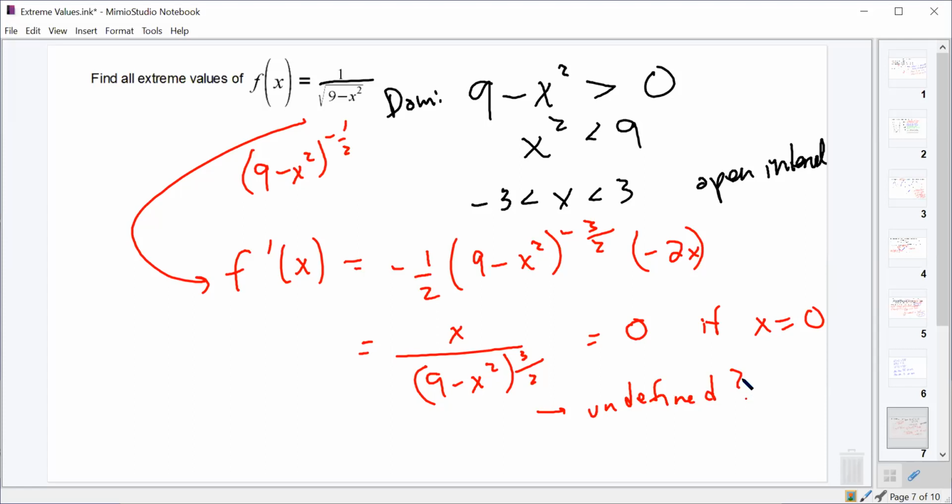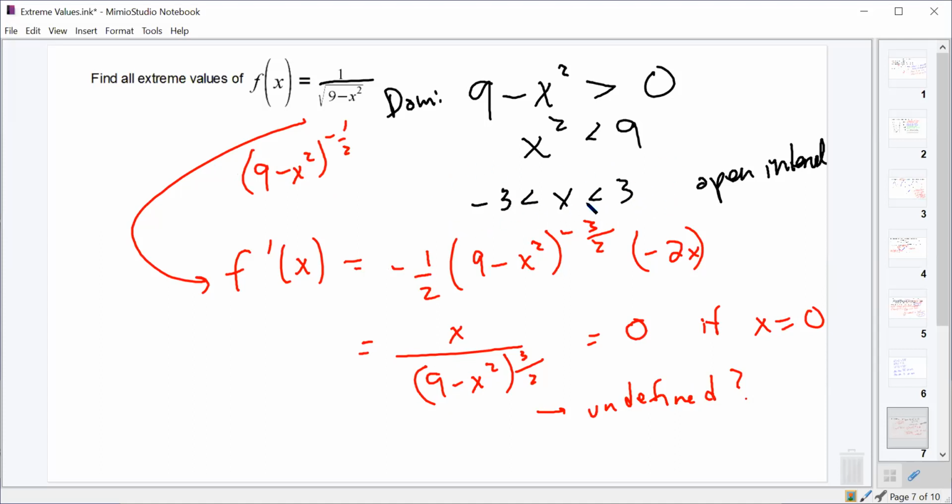If the denominator is 0, that would make it undefined. What makes our denominator 0? 3 does, also negative 3. But are 3 and negative 3 in the domain of our original function?